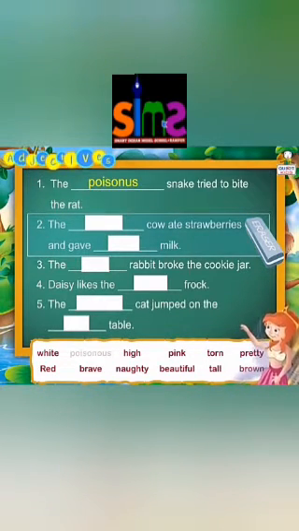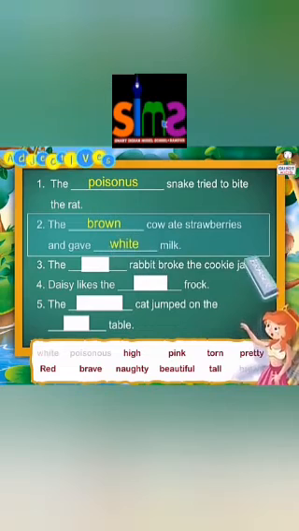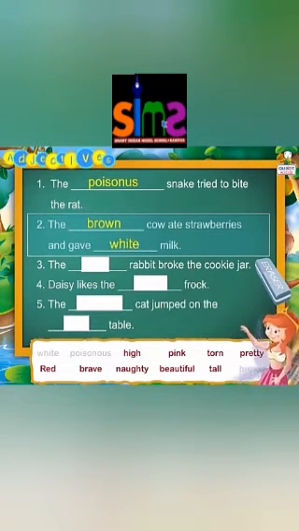The dash cow ate strawberries and gave dash milk. Brown. White. The brown cow ate strawberries and gave white milk. Brown is an adjective. White is an adjective.